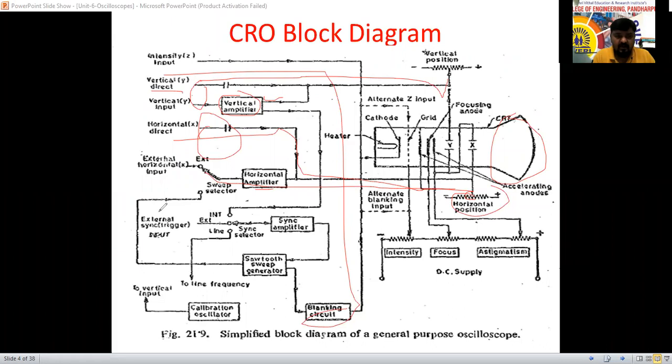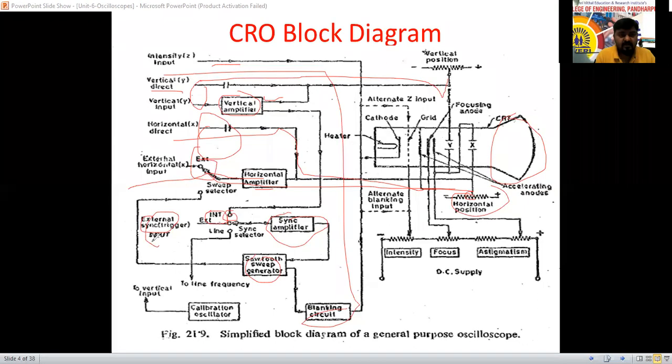Okay, here external trigger circuits we have used for synchronization purposes for the horizontal axis. A synchronizing amplifier we are using, and a sawtooth sweep generator we have used here. That is one block. The switch we are going to use is internal and external. If we are connecting externally, taking external input, then external it is going to use. If internally we are giving that sawtooth sweep for the horizontal axis, then the internal switch is going to connect here.